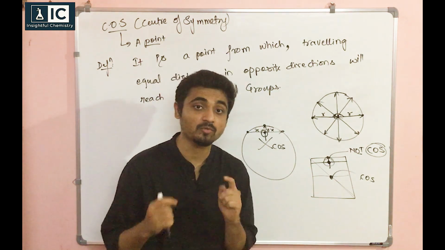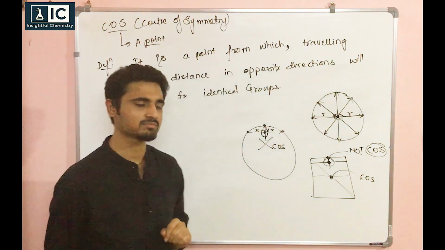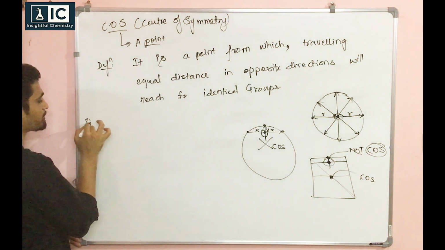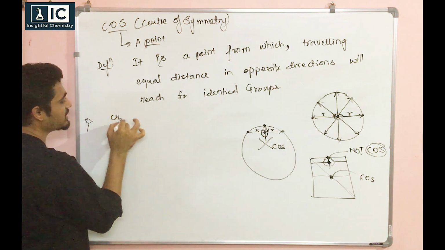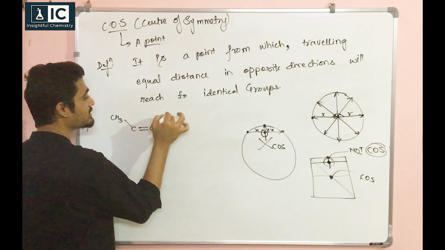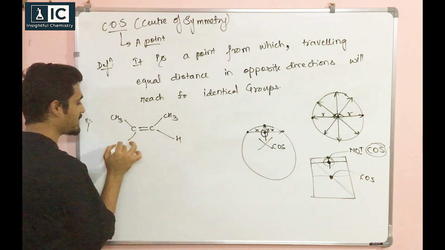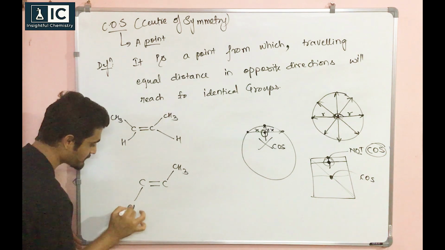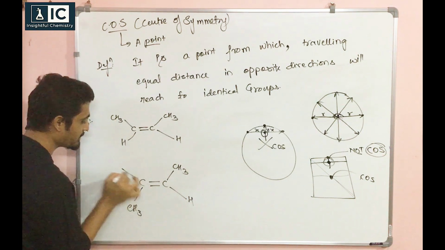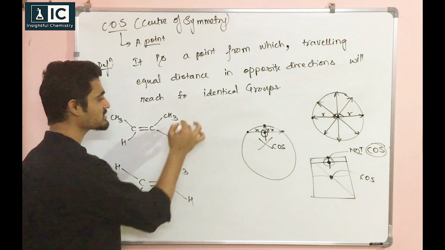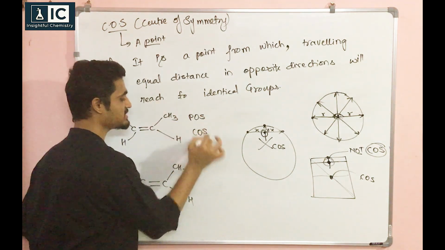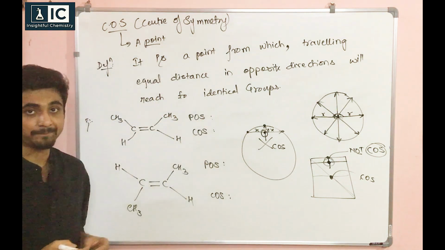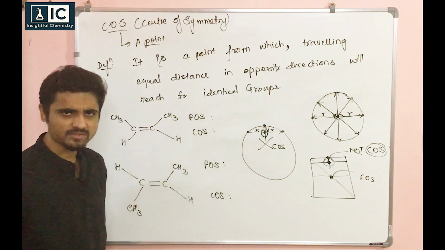Okay, I hope you have understood what we have to do. We'll solve examples, so it will again get more clear. Okay, for example, see this. Suppose I give you CH3 C double bond C, CH3 H and H, and the other one C double bond C, CH3 H and H. Now my question is POS, COS, POS and COS. You have to find. Okay, so first let's see POS, plane of symmetry.